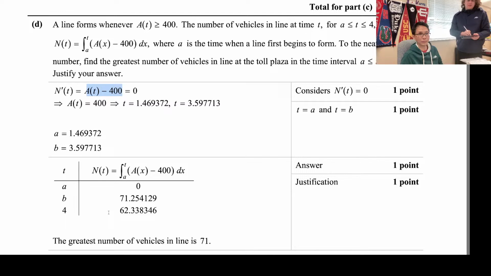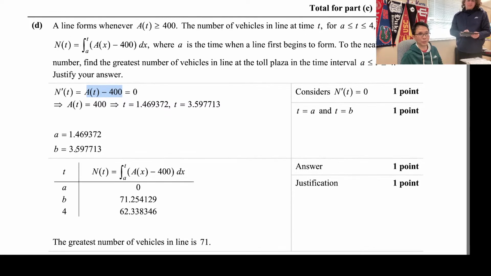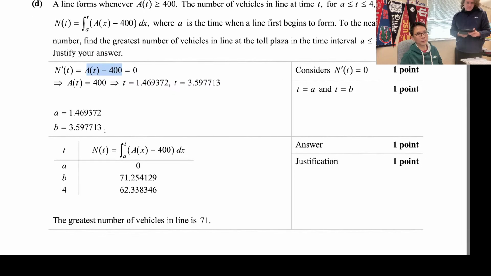What's B? They told you 3.597. It's the second intersection of A of t minus 400. I mean, I know how to get that number. 71.25. Okay, so write down the chart. No, I found it. Okay, write down the chart. All right, so why is the chart important?